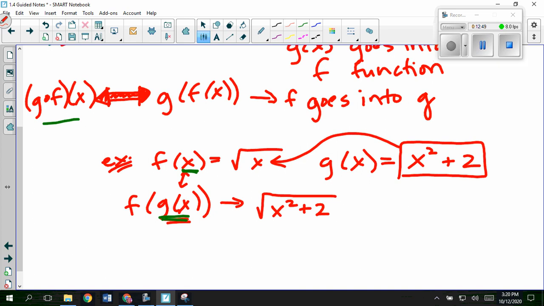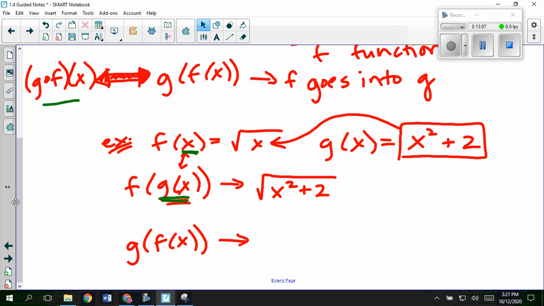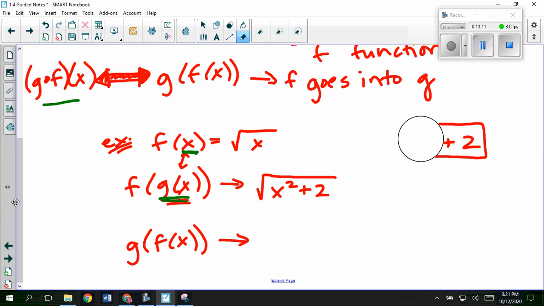But on the flip side, one second here, I'll scroll as much as I can. The g of f of x is going to have a totally different look. You would almost think they'd be the same thing, but they're not, because this time I'm going to take the f of x function and put it into the g of x function. I'm going to erase all my arrows from before and rewrite stuff.